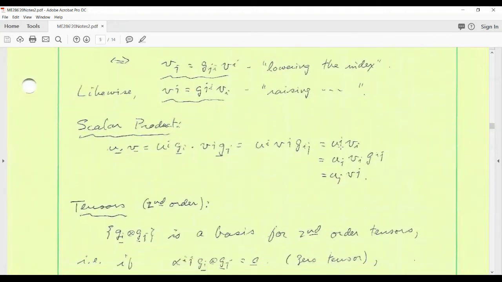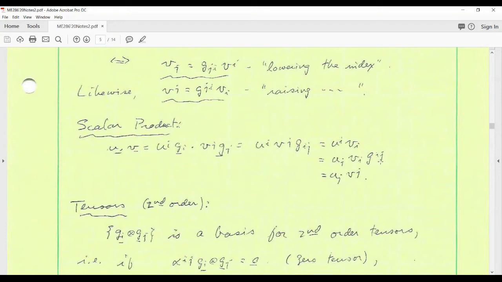Yet another way is to regard u super i as the index-raised version of u sub j using the dual metric, summing on j. So here's a third way of writing the dot product using the dual metric.